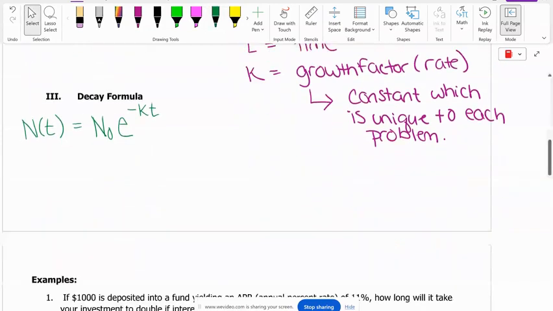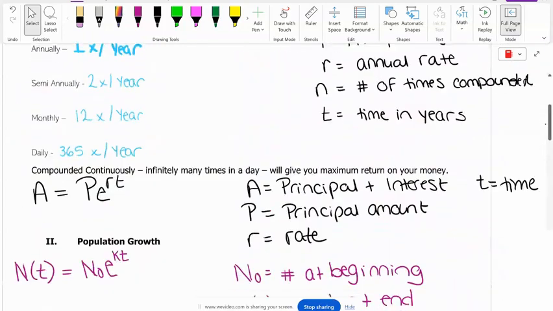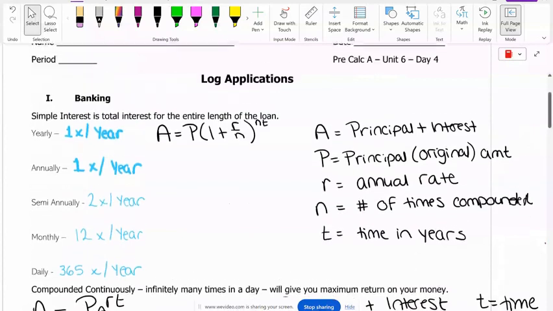All right, let's keep going. And now what I want us to do is read through the problem and then decide which formula this goes with. It says if $1,000 is deposited into a fund yielding an APR, annual percent rate, of 11%, how long will it take your investment to double if interest is compounded monthly? So go back to our first page. Which formula are we using here?